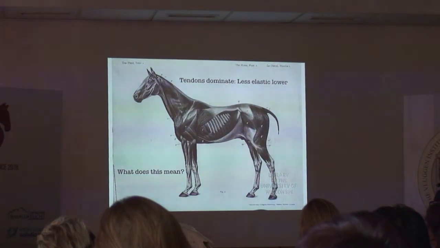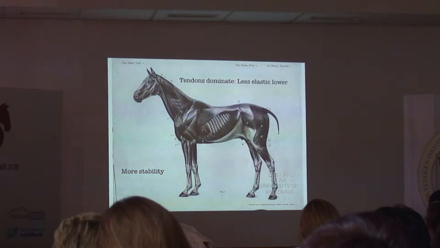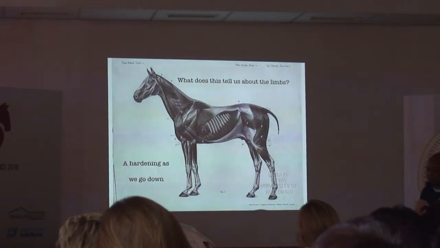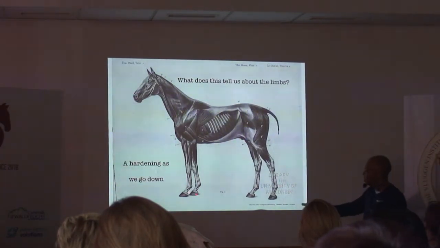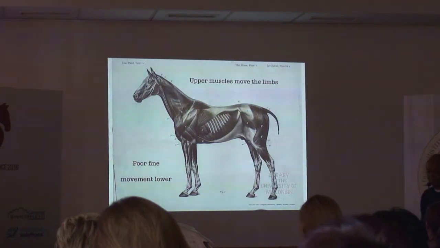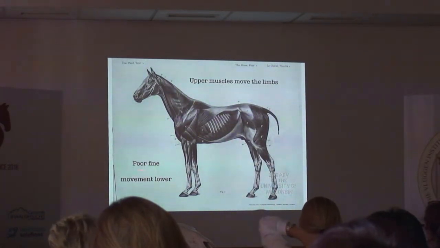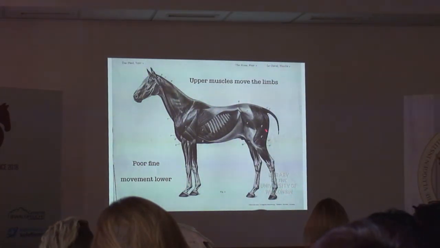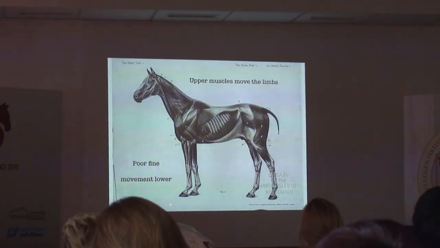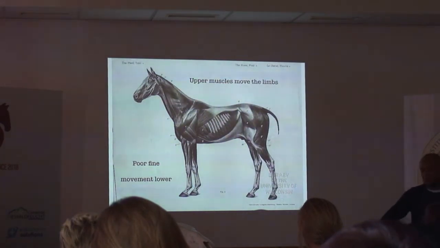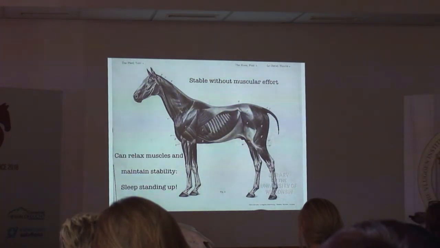They're less elastic. This elasticity, what does this mean? It's by function. That means more stability by elasticity. It's elasticity in the tissue that's doing this. This is a case of hardening as we go down, from soft to hard. It's hardening as we go downwards. So, poor fine movement lower down. Most of the movement's up here. Clumpy, clumpy, clumpy. This means that we can relax the muscles because there's more stability down here.